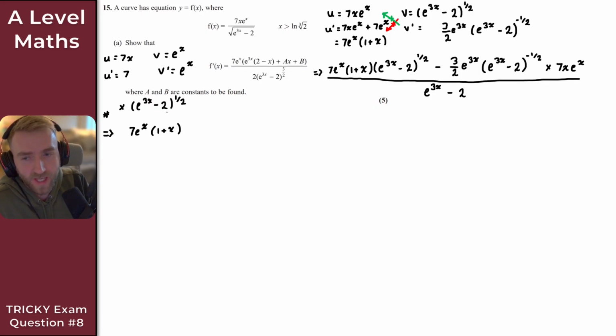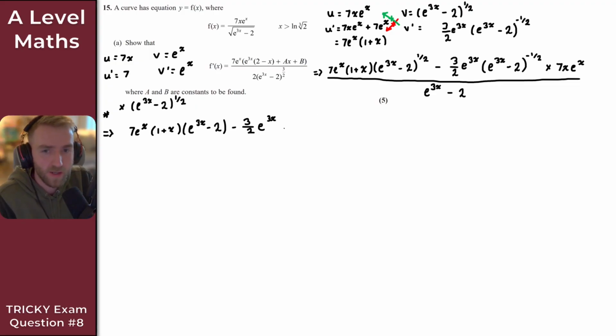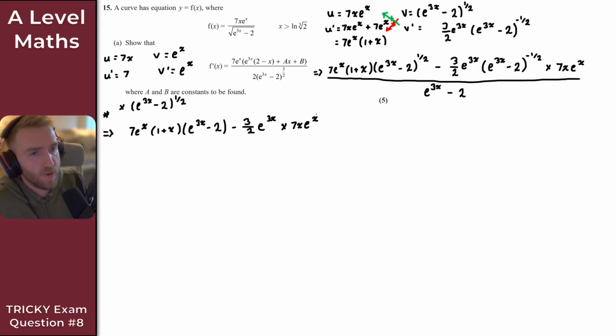We then get this here. So I get e to the 3x minus 2, just like that. I've then got this here. Now we're timesing this here by e to the 3x minus 2 to the power of 1 over 2. It just gets rid of this here, right? So I've got minus 3 over 2 e to the 3x times by 7x e to the x, right? We times that by 7x e to the x. Perfect. And again, that's all over v squared.